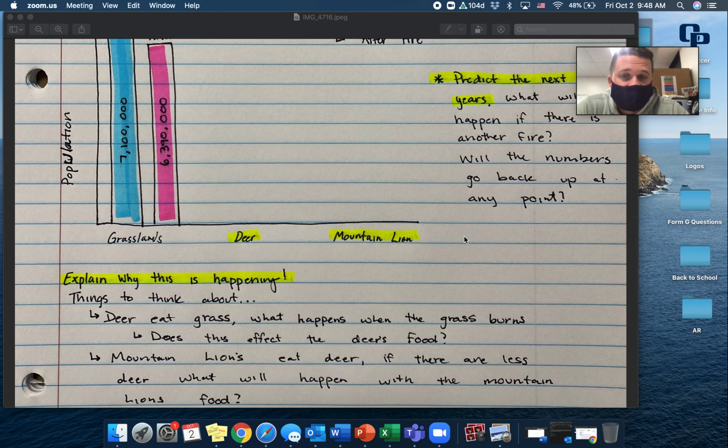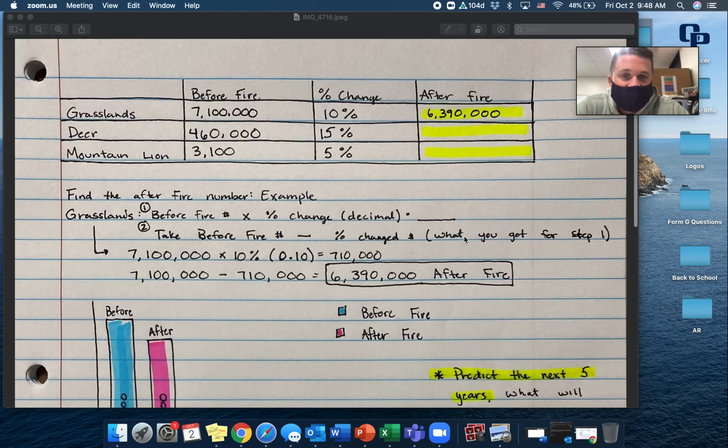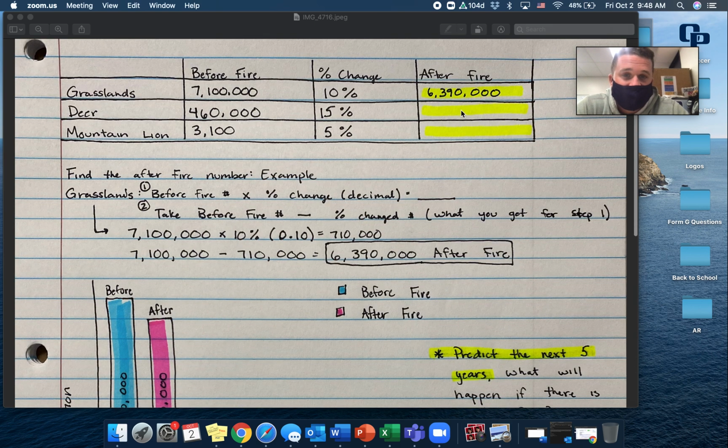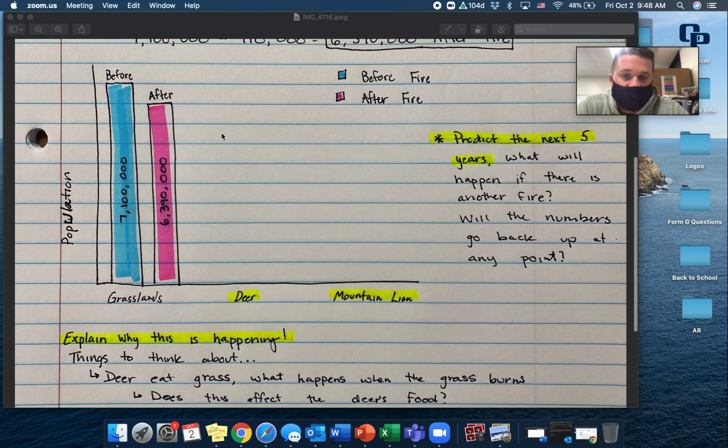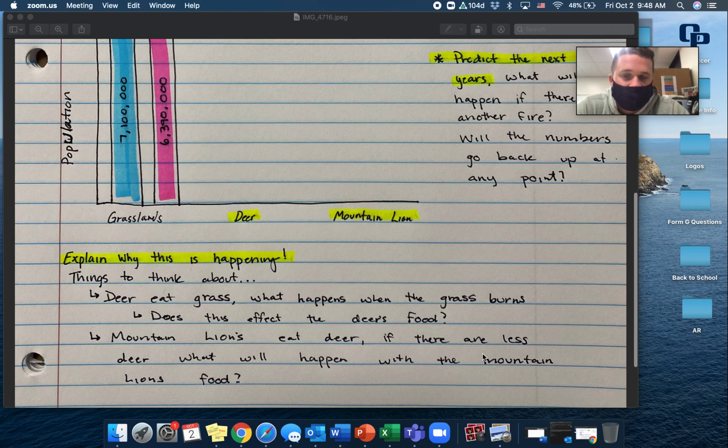Please let me know if you have any questions, if that makes sense. So all the highlighted pieces are the pieces you need to fill in. You need to fill in the after fire numbers. We need to create our graph for our deer and mountain lion. You're going to predict your next 5 years, and then you're going to tell me what's happening in your graph. Why are those numbers going down? Obviously, the fire takes away some grasslands, but really go into detail and focus on the deer, what they eat, which is the grass, and the mountain lions, what they eat, which is the deer. So if your food supply goes down, the population of what's eating that is also going to go down. That's the target we were looking for.